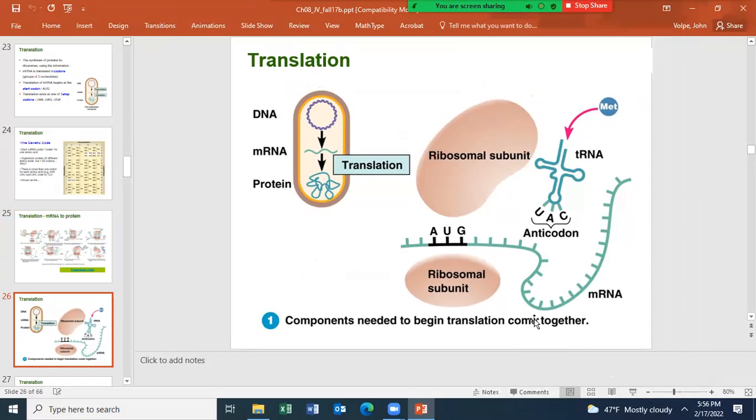So translation occurs as the ribosome, with its 2 units formed together, sits on the messenger RNA. And then that ribosome moves down the messenger RNA until it reaches the AUG site.